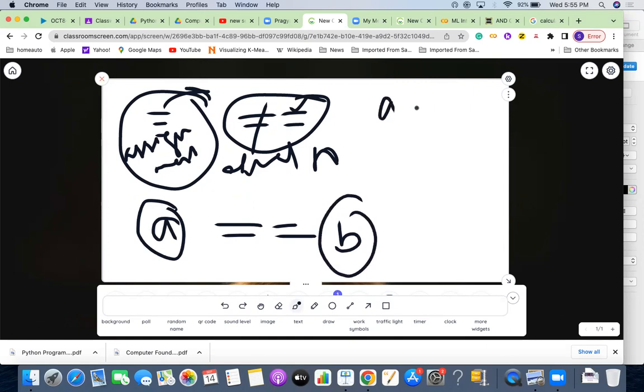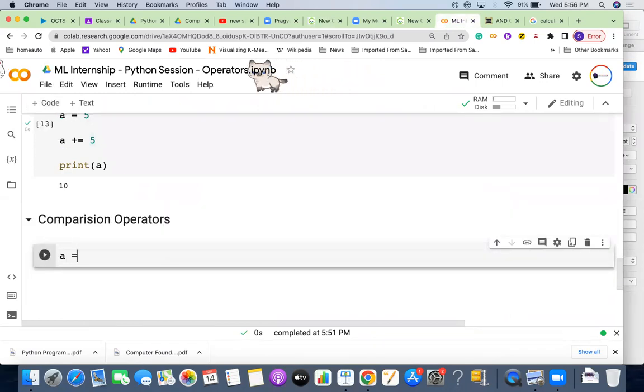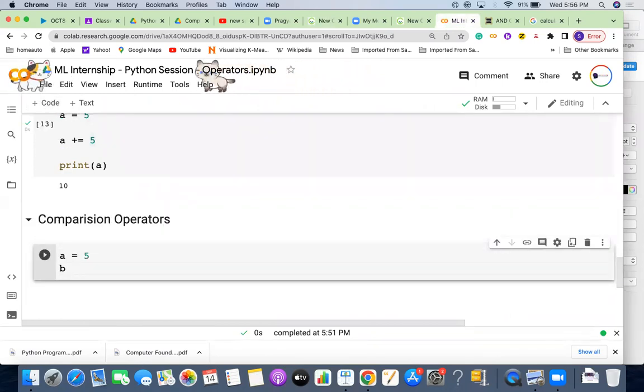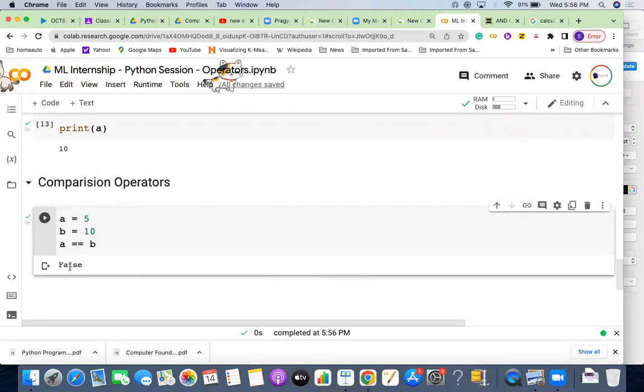For example, if I say A is equal to 5 and B is equal to 10, and I'm trying to check A equal to B, what would be the result? Are both equal or not equal? Are 5 and 10 equal? No, sir. So if I say A equal to B, it will give the Boolean value false. False means they are not equal.